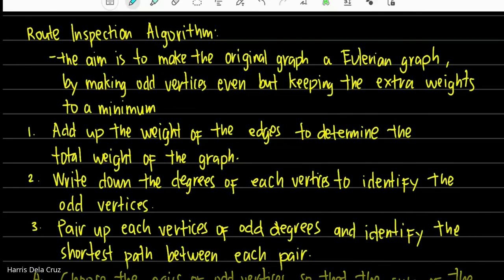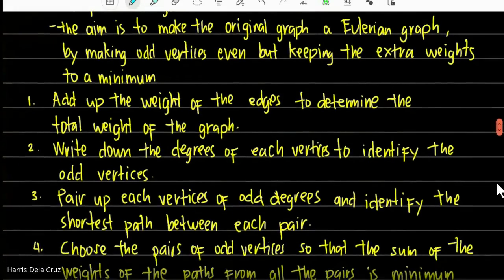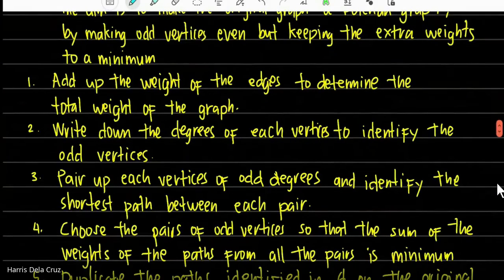This is called the route inspection algorithm. So what does the route inspection algorithm do? First, we add the total weight of the graph so that we have an idea how long the whole trail is. Then, we write down the degrees of each vertex to identify whether it is Eulerian or not. So, if we see odd vertices, it means it is not Eulerian. So, that will initiate the process.